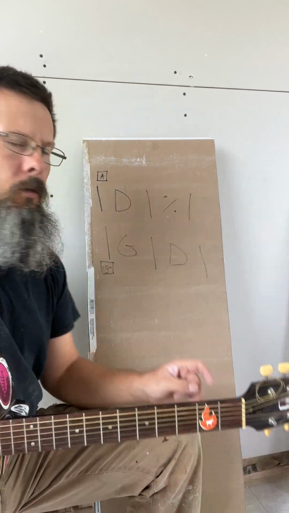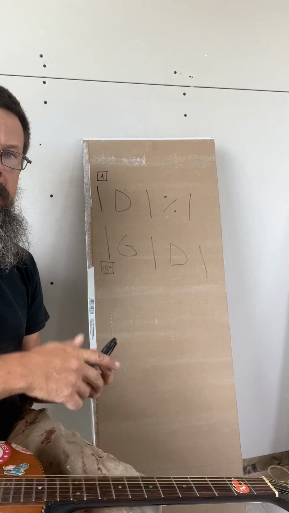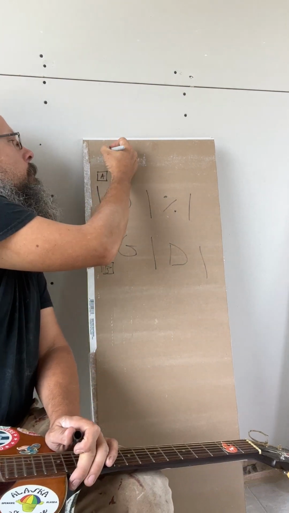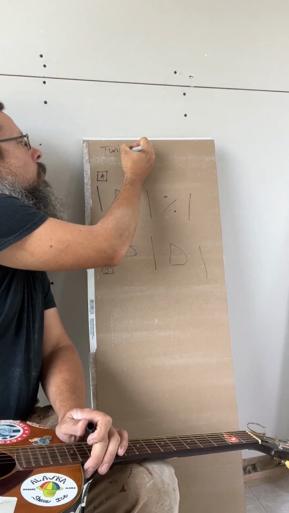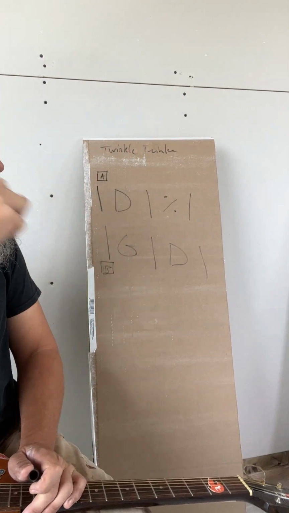My friend had a request for Twinkle Twinkle Little Star, so it's the first time we do this when we look at sheet music. Twinkle Twinkle. We're going to do this one in the key of D major.